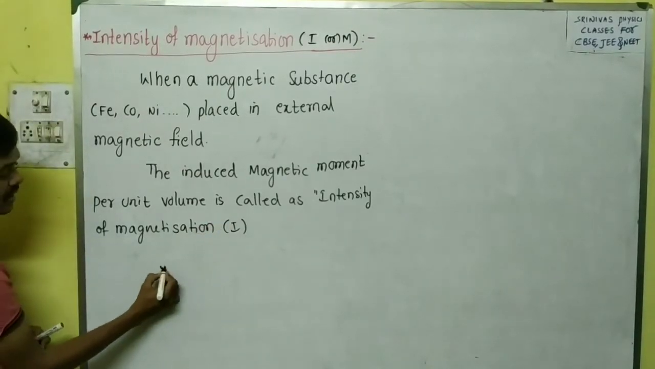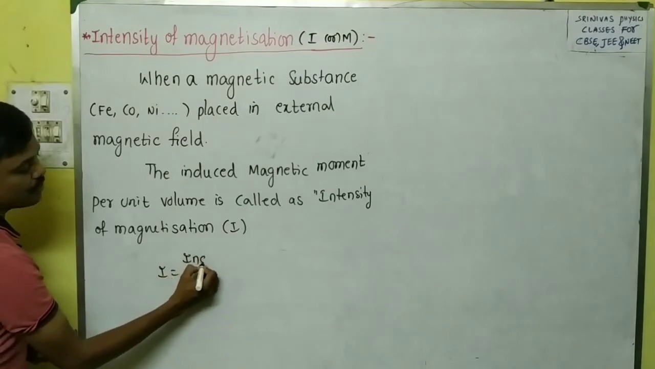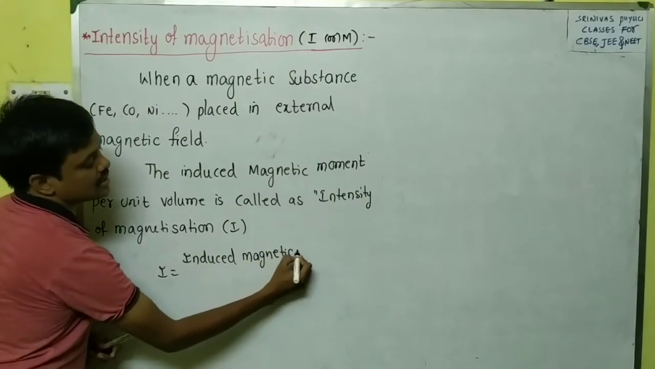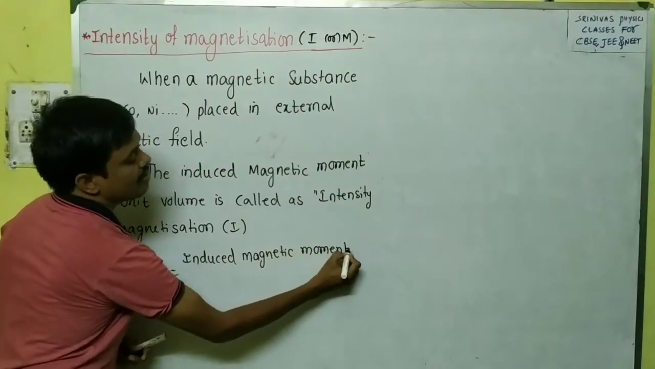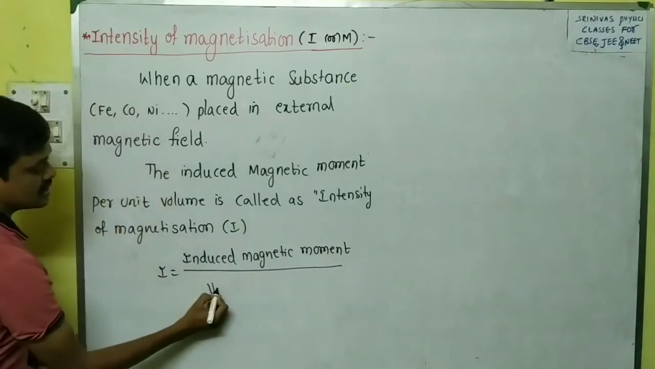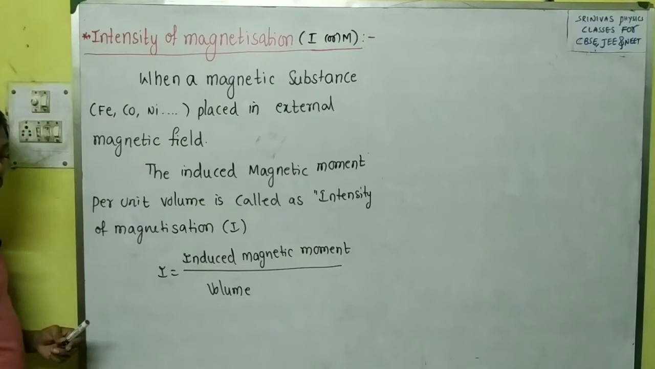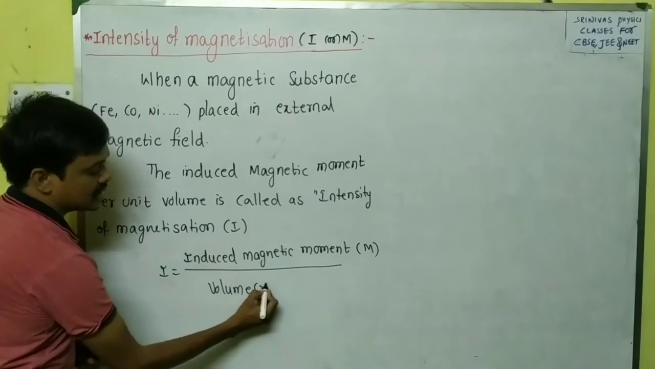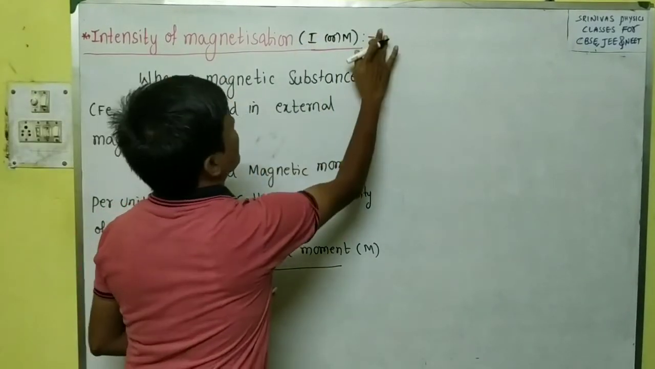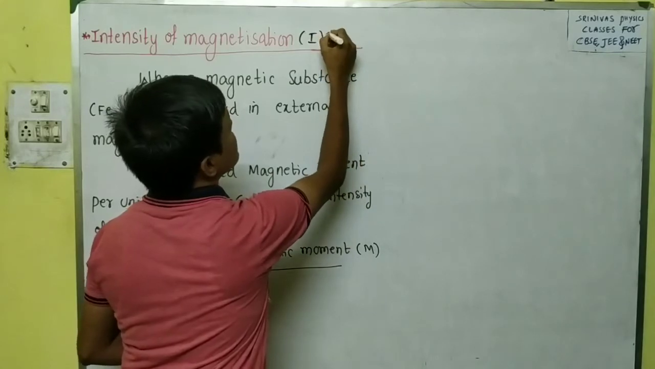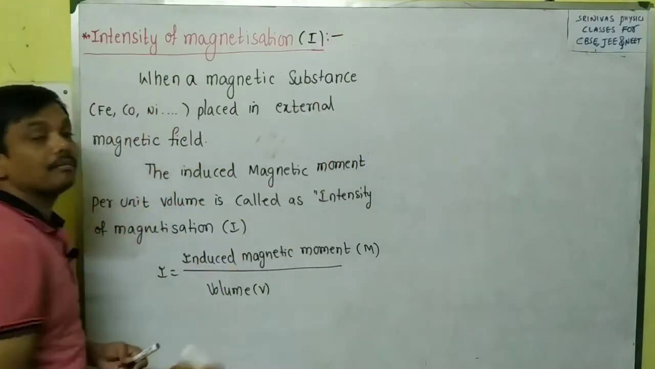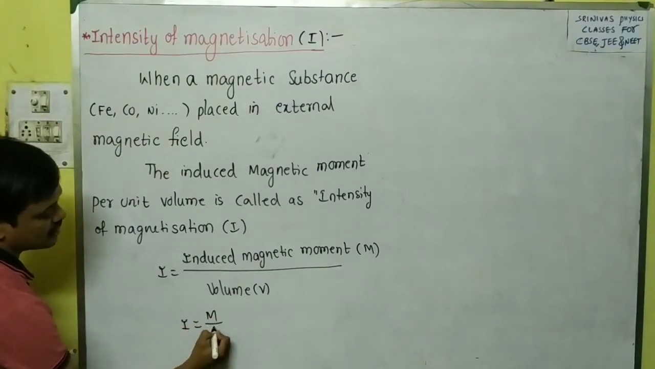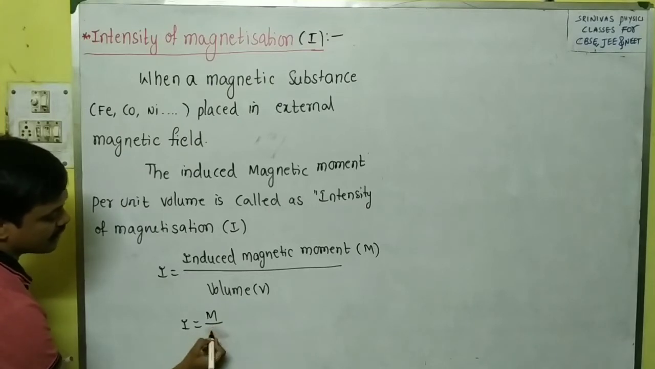What is the formula for capital I? That is induced magnetic moment by volume. This is intensity of magnetization. What is induced magnetic moment? Capital M. What is volume? V. Yes, I am denoting intensity of magnetization with only I, because you may get confused between I and capital M. Now the formula for the intensity of magnetization is magnetic moment by volume.